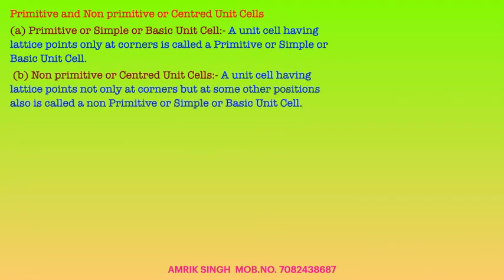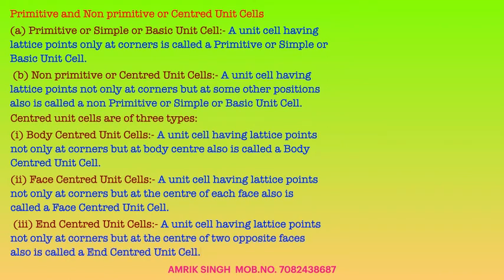Now we are going to discuss the types of unit cell. There are two types, primitive and non-primitive or centered unit cell. First is the primitive or simple or basic unit cell. A unit cell having lattice points only at corners is called a primitive or simple or basic unit cell. Non-primitive or centered unit cells. A unit cell having lattice points not only at corners but at some other position also is called a non-primitive or centered unit cell.